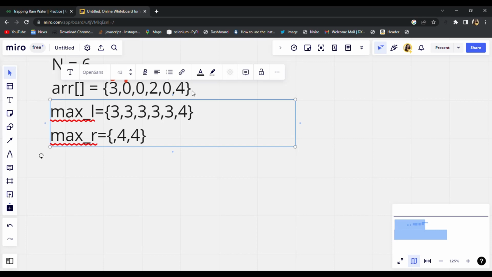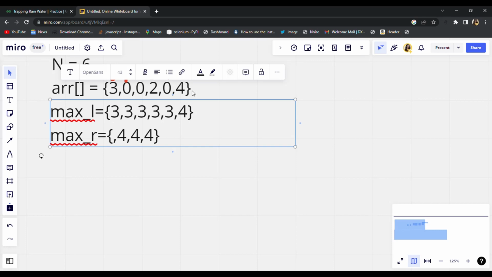So now let's investigate the third index. For the third index, what is the maximum height? As we can see, till the fourth index we have got the maximum height as 4, right? So for the current index, which is maximum? Is 4 maximum or 2 maximum? Obviously 4 is maximum, so we'll keep it as 4.